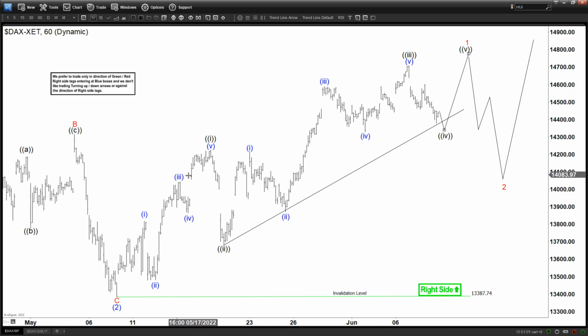Another possibility, I guess, if we don't make one more push higher and start to pull back, another possibility, you can count it this way. You can count it as a diagonal, so you can do it this way: 1, 2, right, and then you can have a 3 and a 4 diagonal because it will overlap with 1, but that's okay, right? 1, 2, 3, 4 like this, and then the 5, right? Now again, as long as the 3 is not the shortest wave, then technically you can count it this way without violating if it is a diagonal.